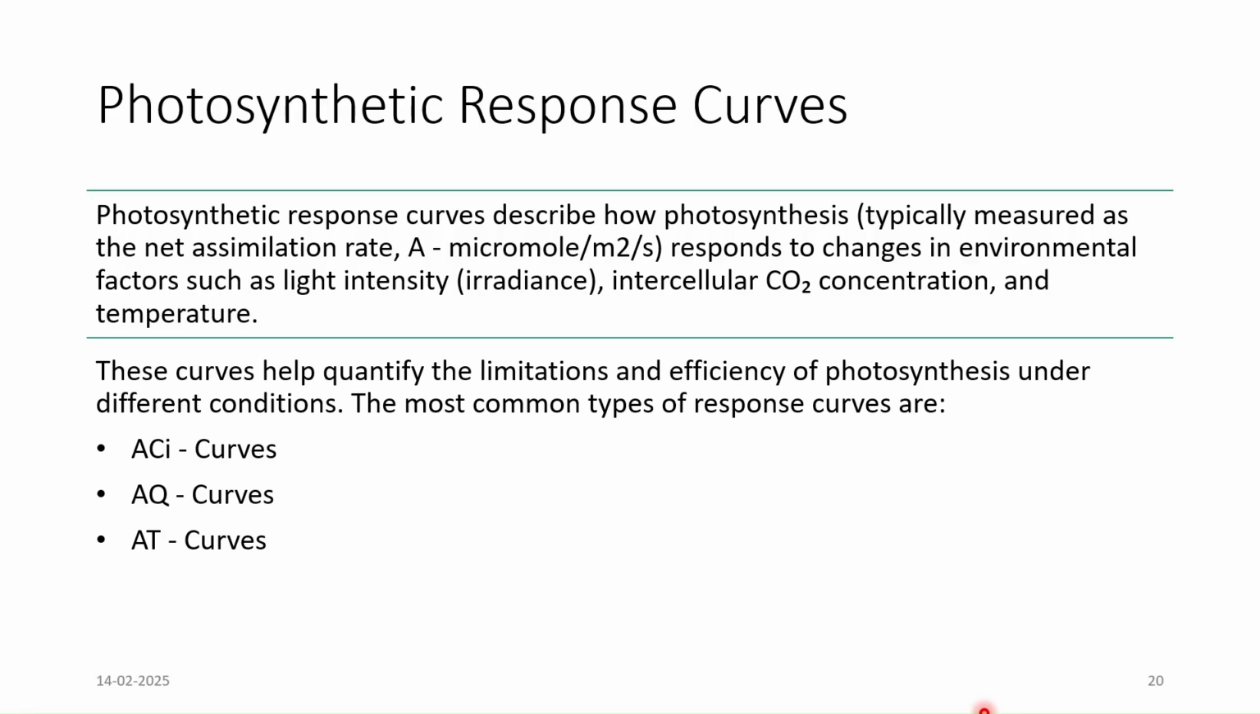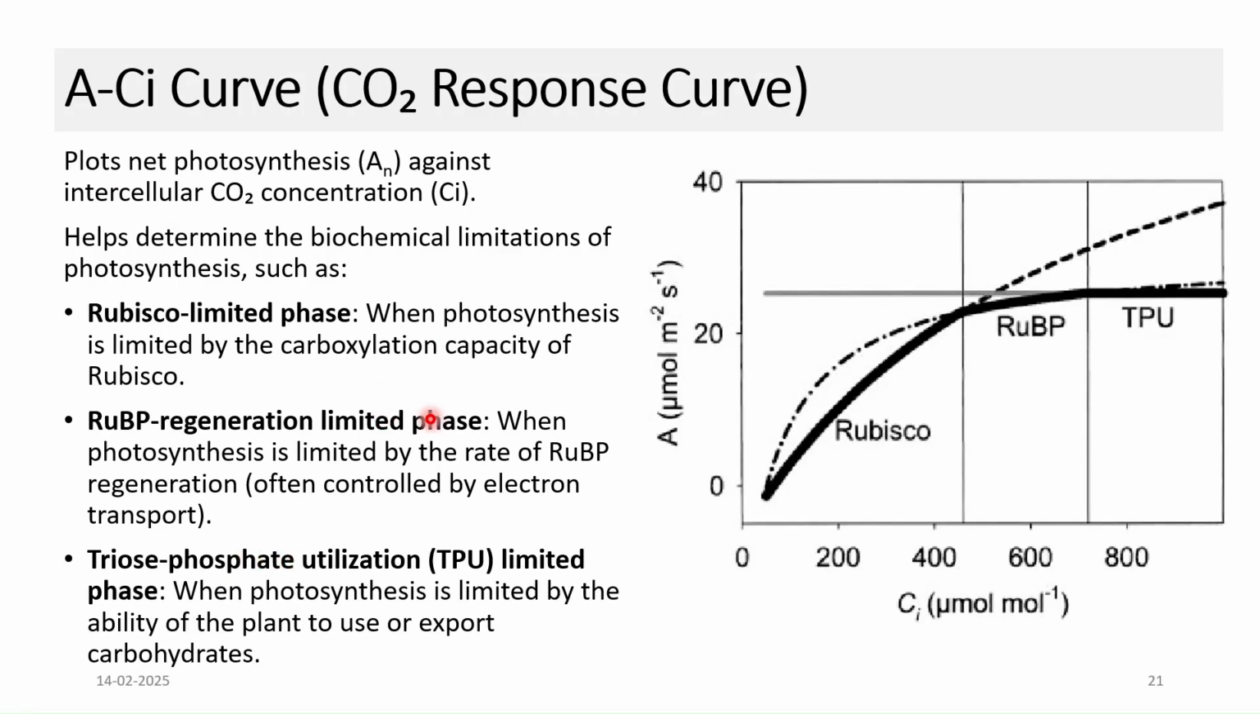So the three most commonly used photosynthetic response curves are called ACI, AQ and AT curves. ACI curves are called carbon dioxide response curves because they are plots of net photosynthesis against intercellular carbon dioxide concentration. In these plots, on the y-axis you will see net assimilation or net photosynthetic rate, and on the x-axis you will find varying intercellular carbon dioxide concentration. That is, the concentration of carbon dioxide inside the leaf.